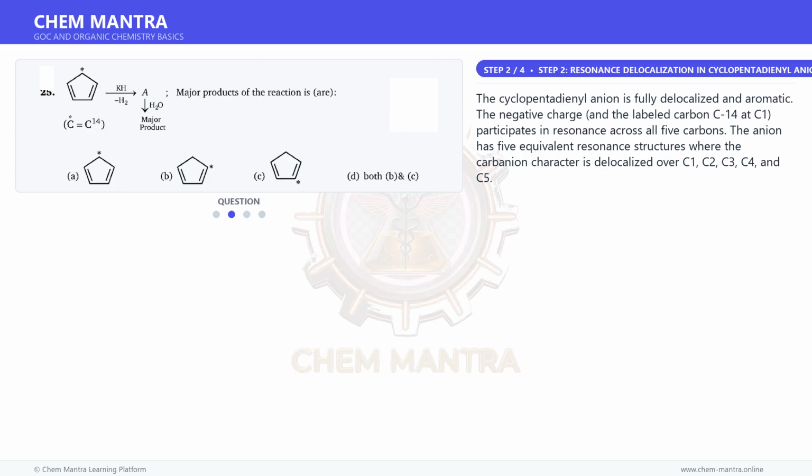Moving on to the next step. The cyclopentadienyl anion is fully delocalized and aromatic. The negative charge and the labeled carbon C14 at C1 participate in resonance across all 5 carbons. The anion has 5 equivalent resonance structures where the carbanion character is delocalized over C1, C2, C3, C4 and C5.